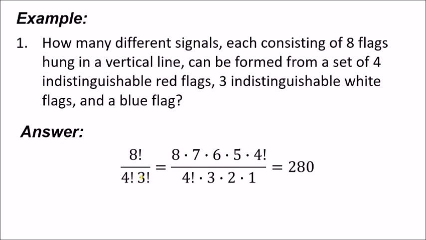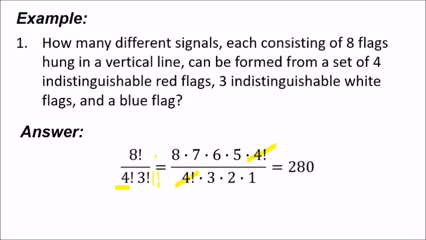4 and 3 here, ito yung alike. 4 indistinguishable red flags, they are alike, kaya 4 yan. Another alike, the 3 indistinguishable white flags, so 3 yan. And a blue flag. So 1 blue flag dapat yan, we can have here 1 factorial, but we don't have to write that kasi same lang naman. Simplifying this, yung ating numerator ay expand natin hanggang sa 4 lang din para ma-cancel yung 4 dito at saka 4 dyan.